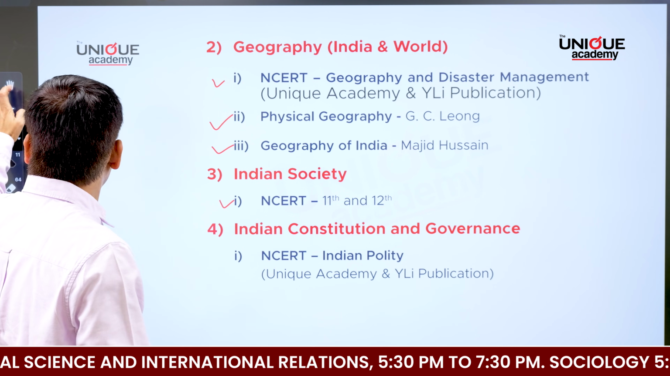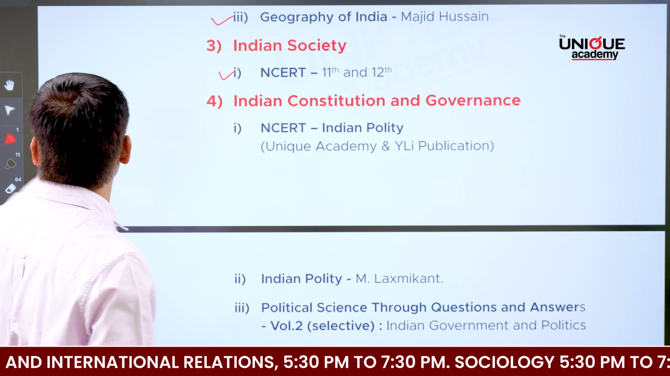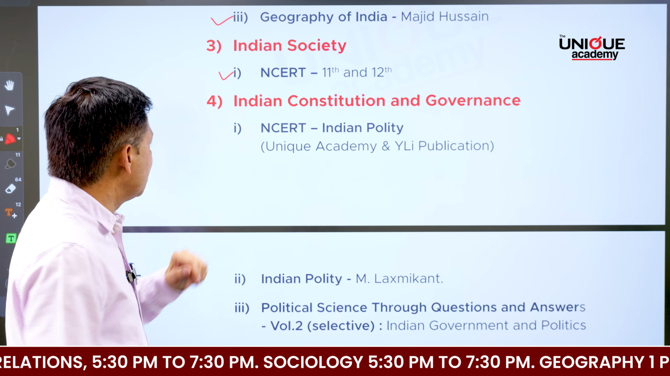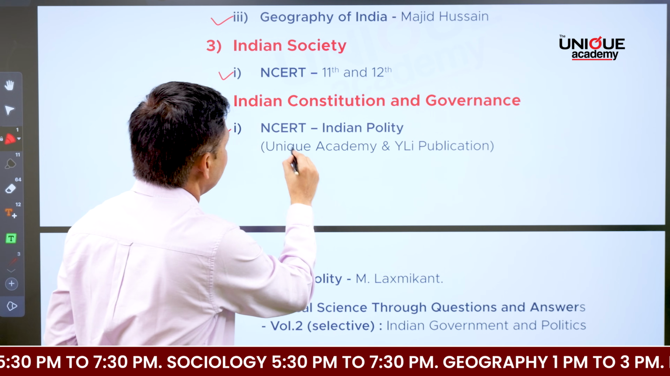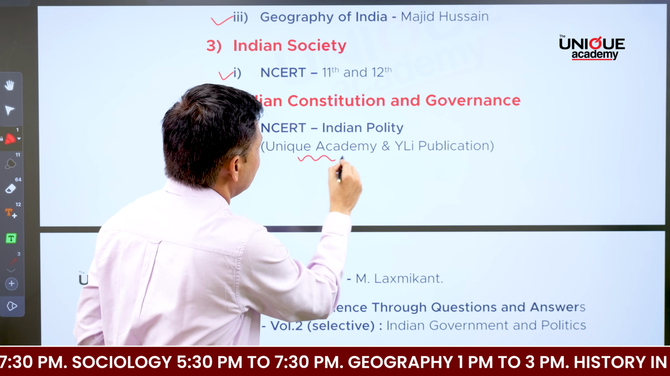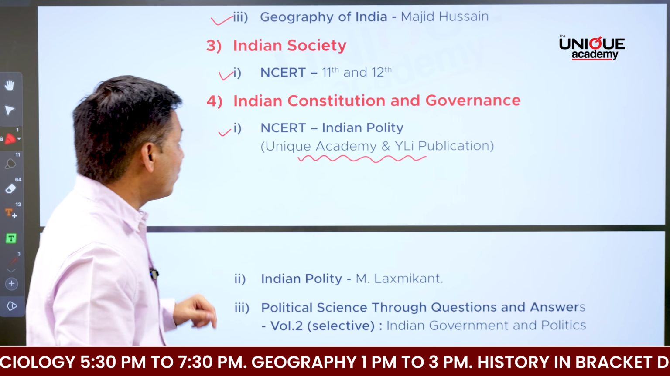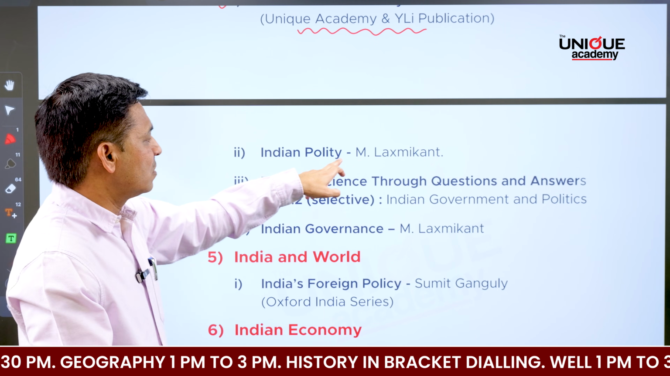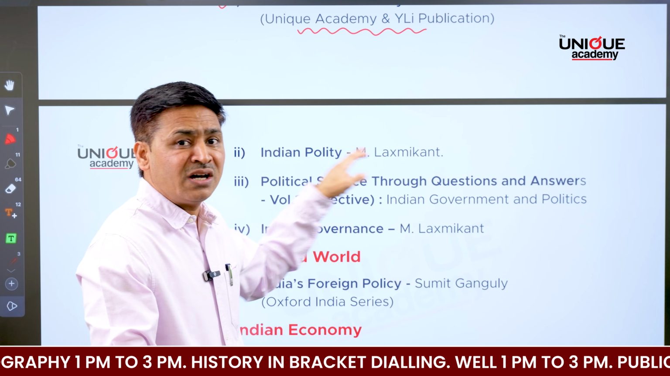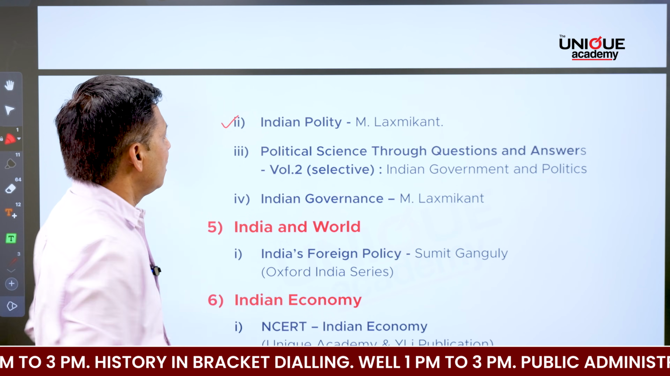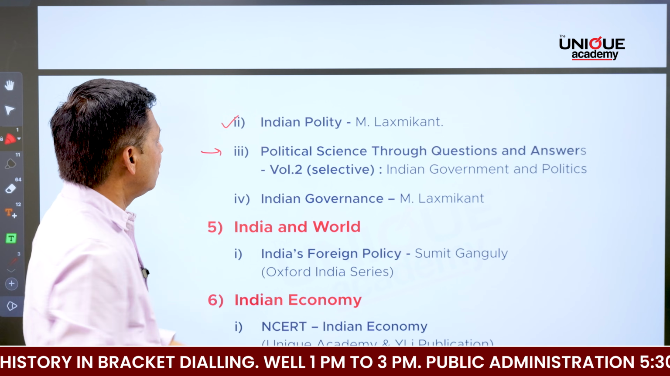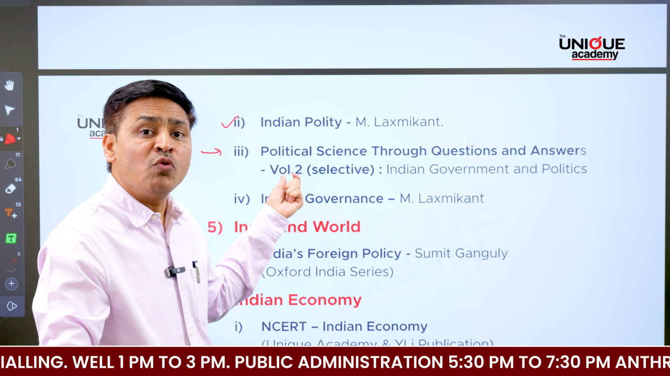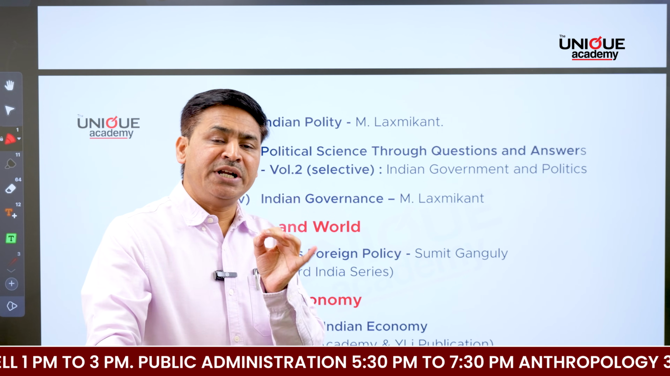Now as far as Indian Constitution and Governance is concerned, we have 4 reference books. The first one is obviously the NCERT, which is a primary one, again jointly published by Unique Academy and Wiley Publication. Then this is the reference book, which is very well known, by Lakshmikant, titled Indian Polity. Then this is a very important book, though written for political science as an optional, but you are supposed to refer to volume 2, which is on Indian government and politics.